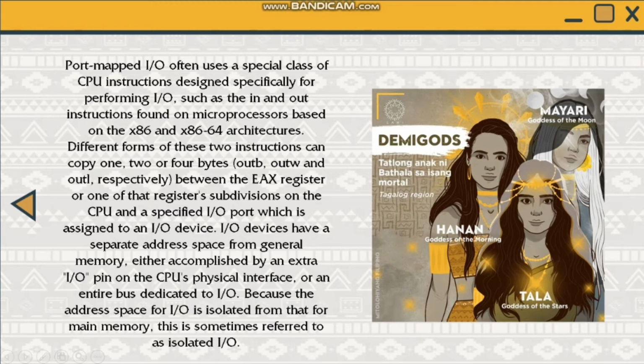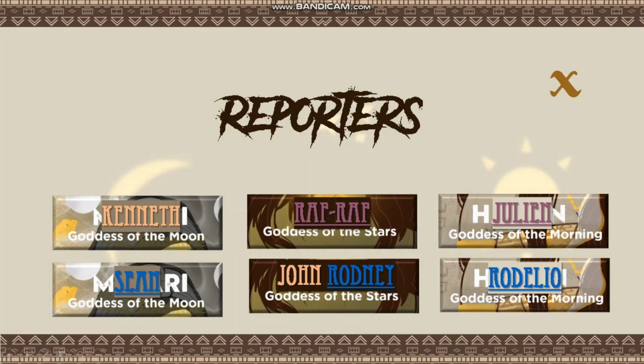I/O devices have a separate address space from general memory, either accomplished by an extra I/O pin on the CPU's physical interface or an entire bus dedicated to I/O. Because the address space for I/O is isolated from main memory, this is sometimes referred to as isolated I/O.